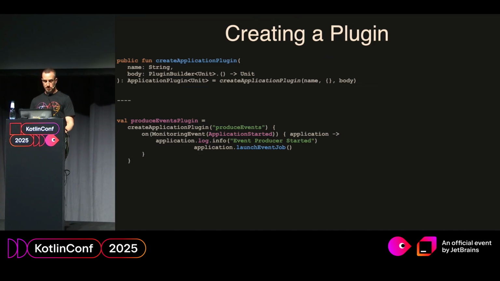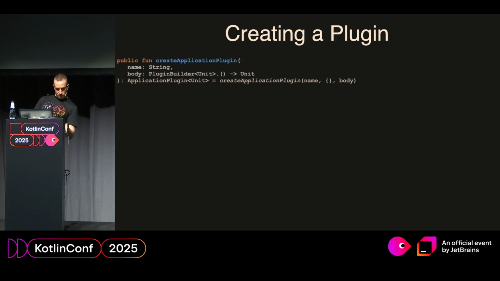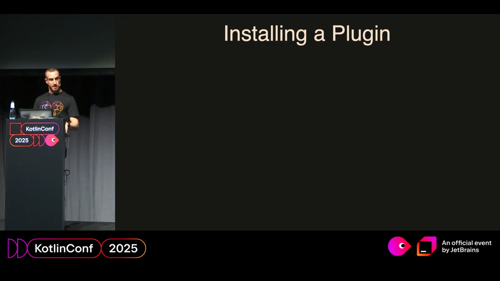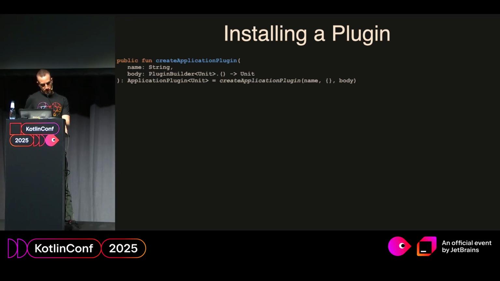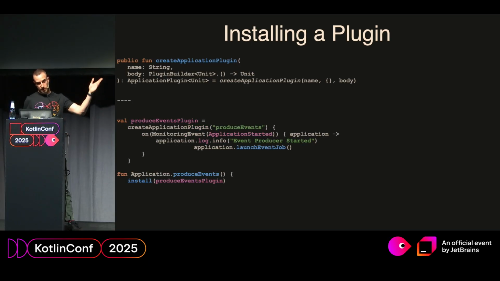Okay. So we kind of did the same as we did before. And then we would want to install this plugin. And then in the produce events function that we had before, we just install this plugin, and that's it.